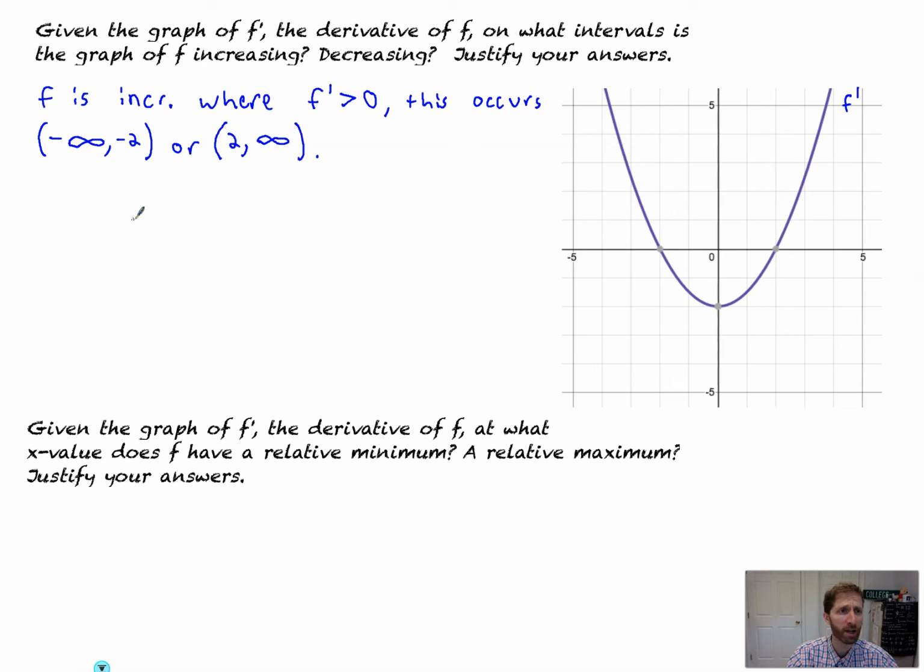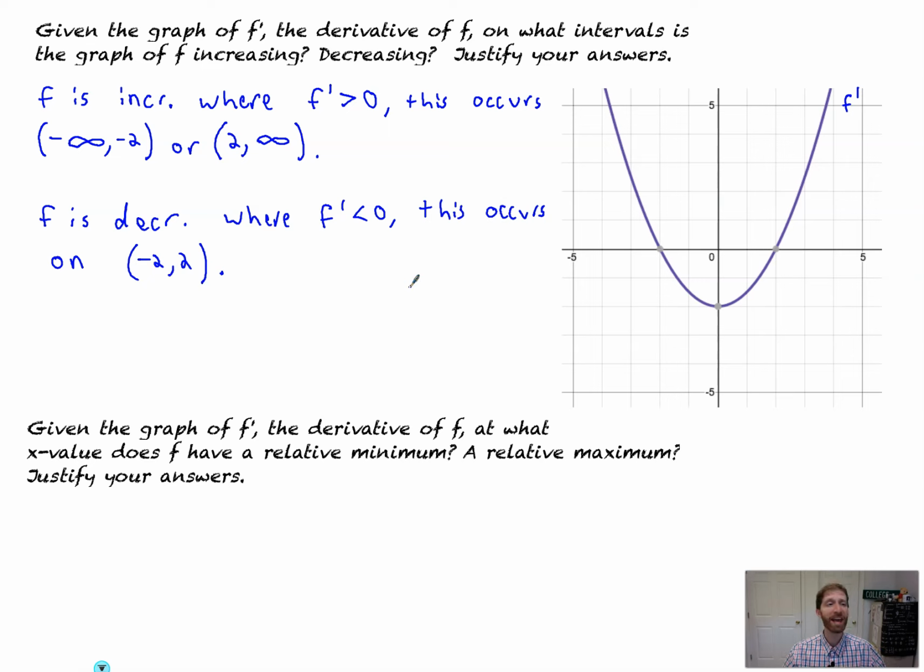Let's do it for decreasing. Where is F decreasing? F is decreasing where F prime is less than 0. And then this occurs, and we need the interval where that occurs on. Again, it's where F prime is less than 0. That's here. That's between negative 2 and 2. So this occurs on negative 2 to 2. And again, you could include negative 2 and 2 or not. It doesn't matter. Done. Justification and answer.